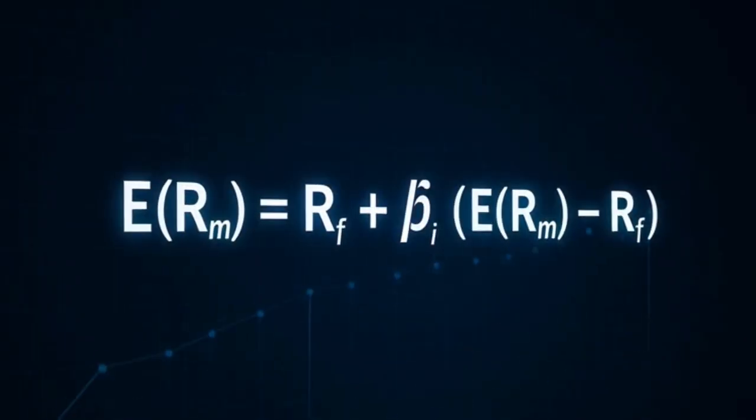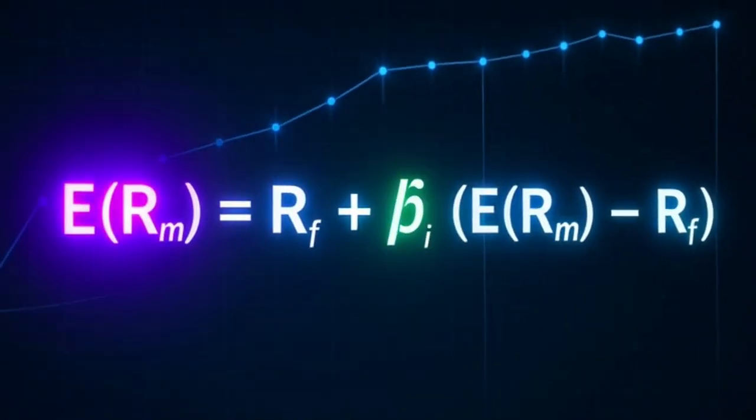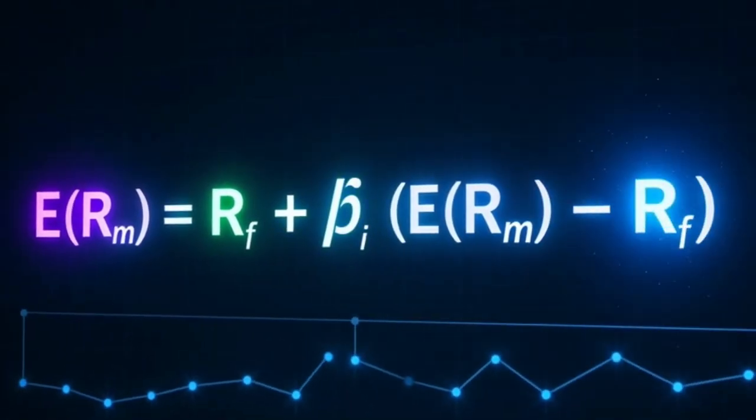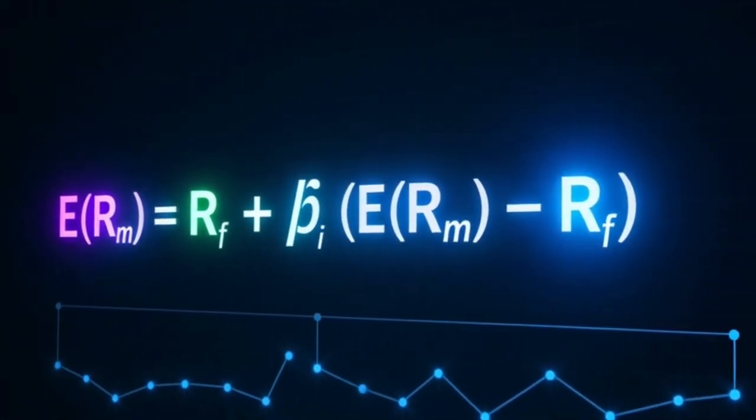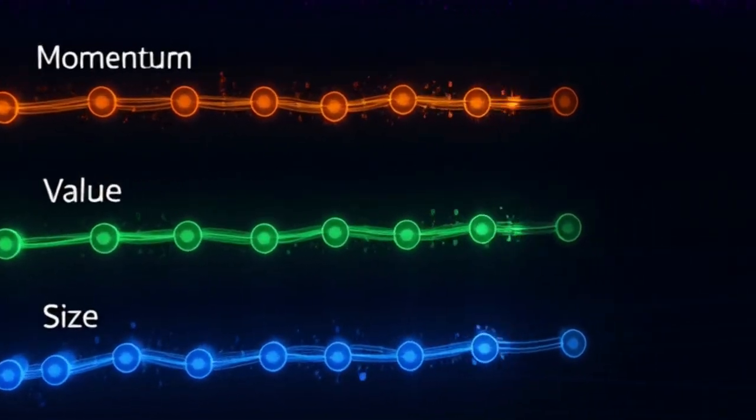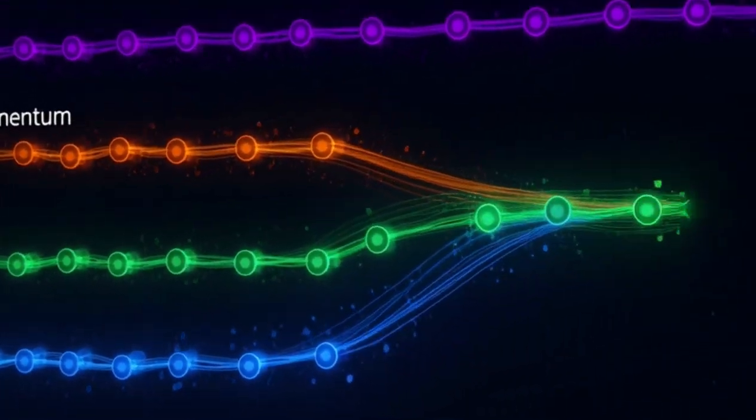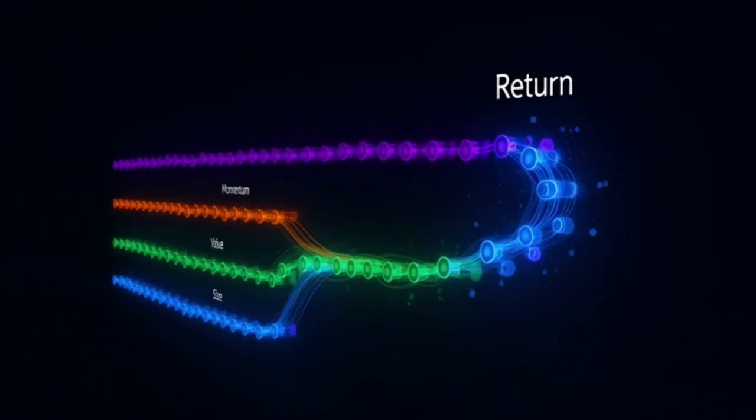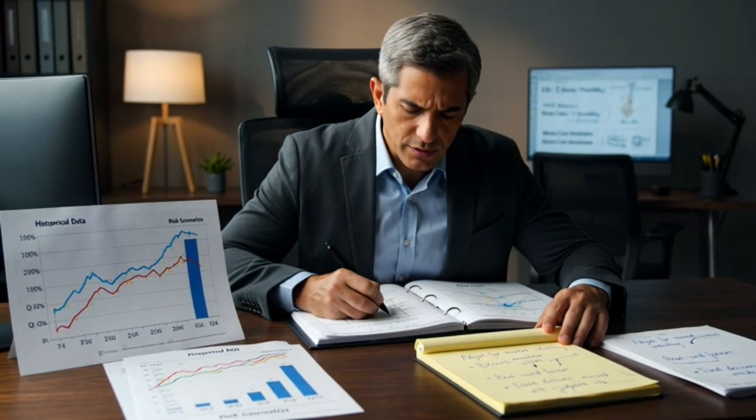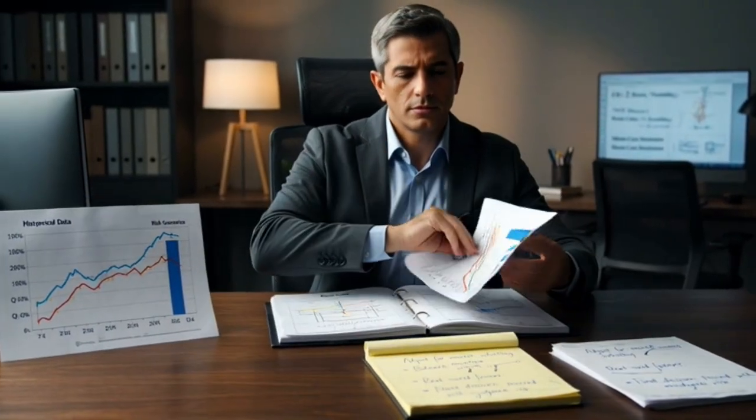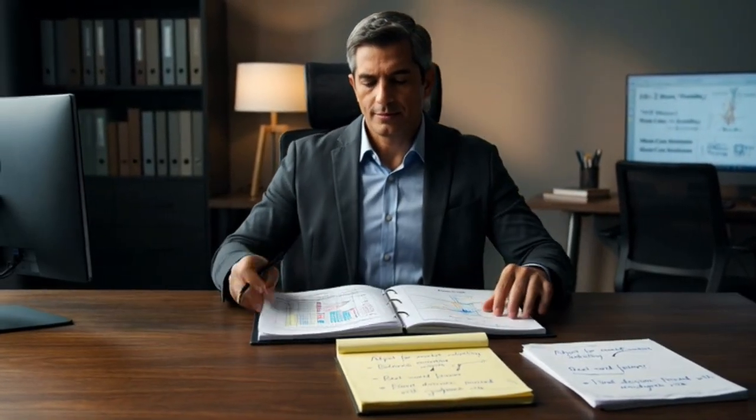More advanced models like CAPM estimate return using the risk-free rate, market return, and beta, which measures sensitivity to market movements. Multi-factor models go further by adding factors like size, value, and momentum to better capture what drives returns in real markets. Estimating expected return is both an art and a science, requiring a balance between data, models, and real-world judgment.